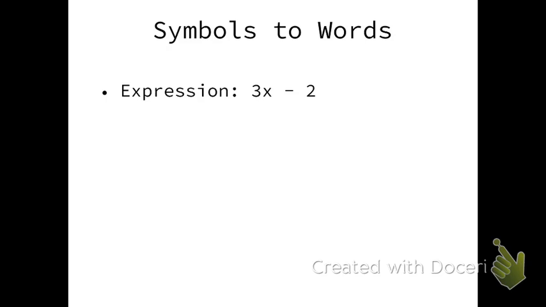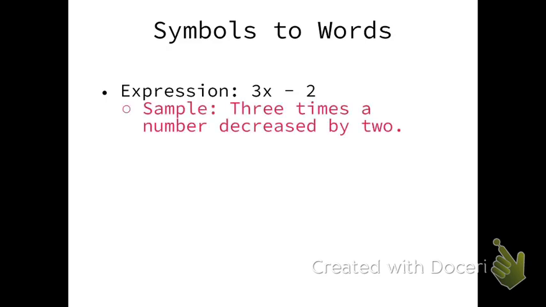So for this one, our symbols are 3x minus 2, and we want to change that into words. So one possible solution for this is 3 times a number decreased by 2. But there are also other options. Maybe you would say the product of 3 and a number decreased by 2. Or 2 less than 3 times a number. So many options here, but that's just a couple.